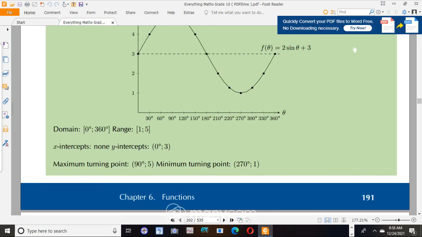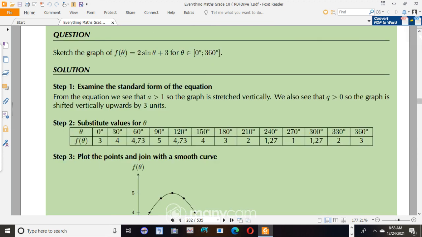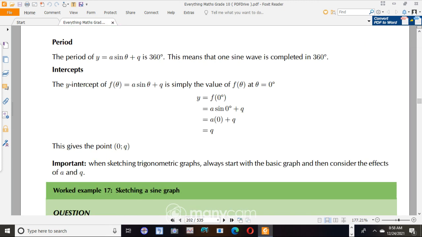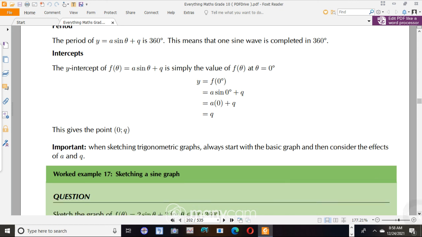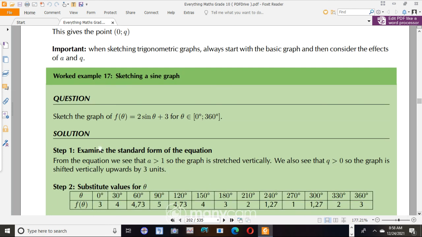This is about the sine function and the general form of the sine function. Next time I will cover the cosine function and tan theta. In general, we have said that the period of the function is 360 degrees. The maximum value is at 90 degrees and the minimum value is at 270 degrees, and the graph repeats itself.